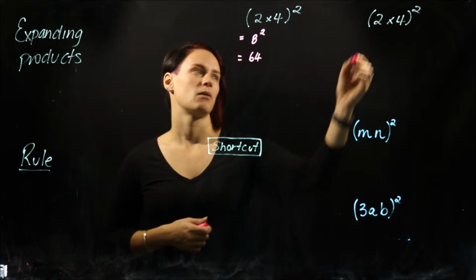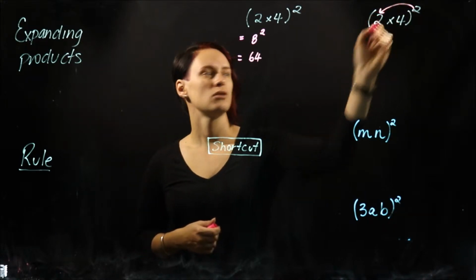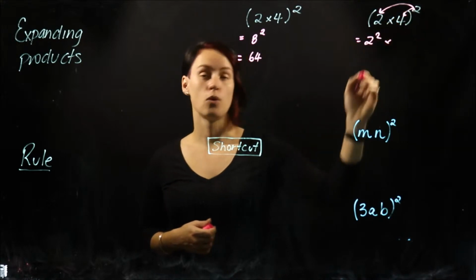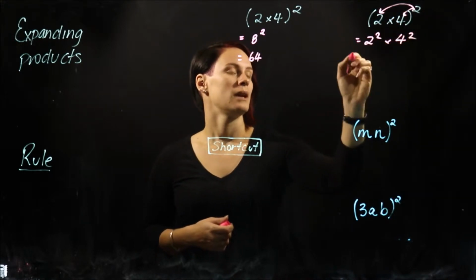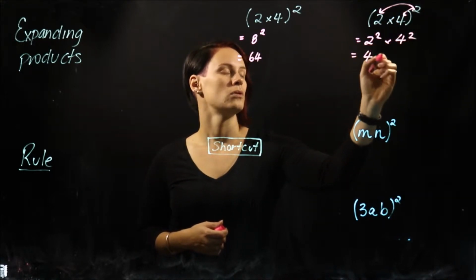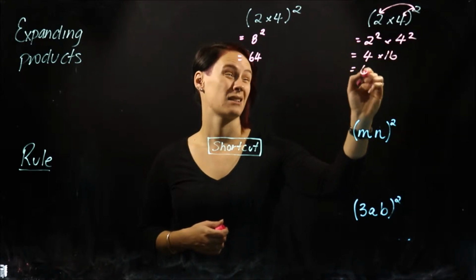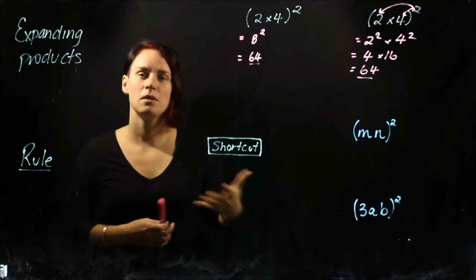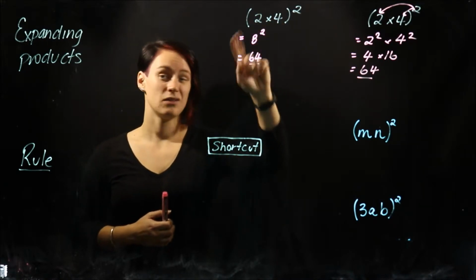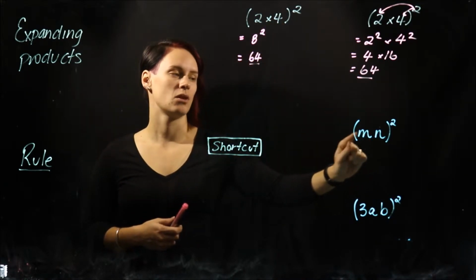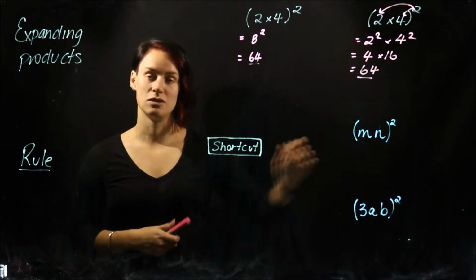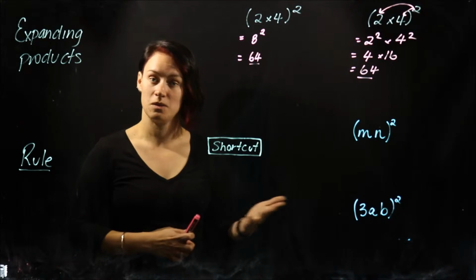If we do it this way, where we say, okay, let's do 2 squared, and we do 4 squared, what we end up with here is 4 times 16, which is actually still 64. We come out with the same answer. But the problem is we can't do this one. Even though it's shorter, we can't do that when we don't know what the answer inside the brackets is. Say, for example, if we are using algebraic terms, we don't know.